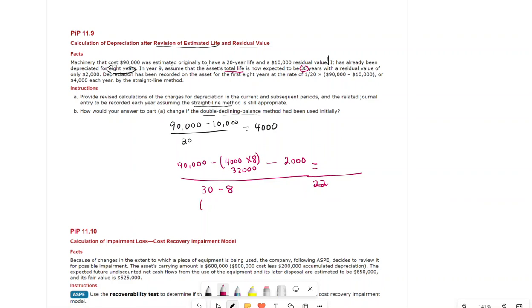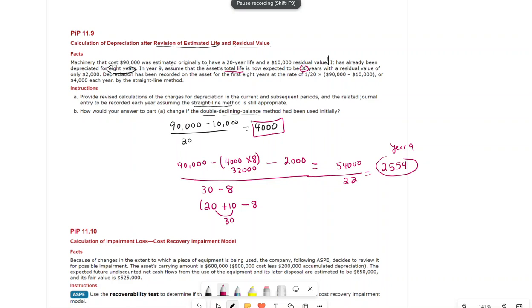Or there's another way. 20 was the original life. The total life now makes it 30. And then how many years have gone by? 8 years have gone by. So that's how we calculate the 22. Our top number will be 54,000 divided by the 22. Our depreciation expense for year 9 will be 2,554 instead of the 4,000 that we were calculating before.